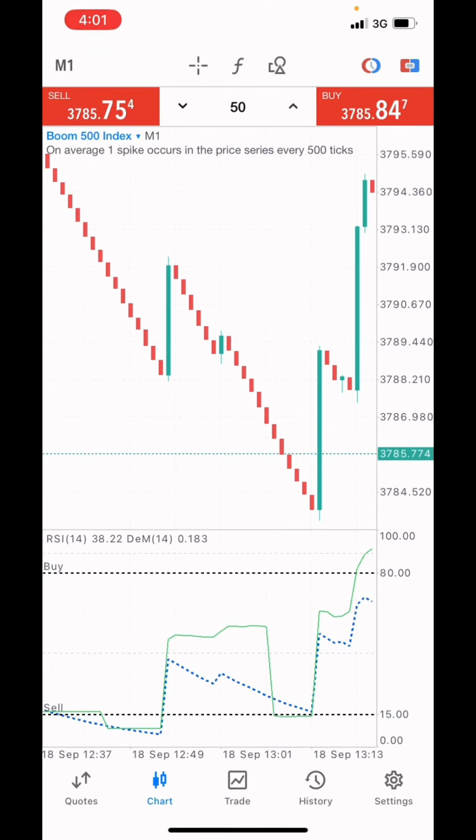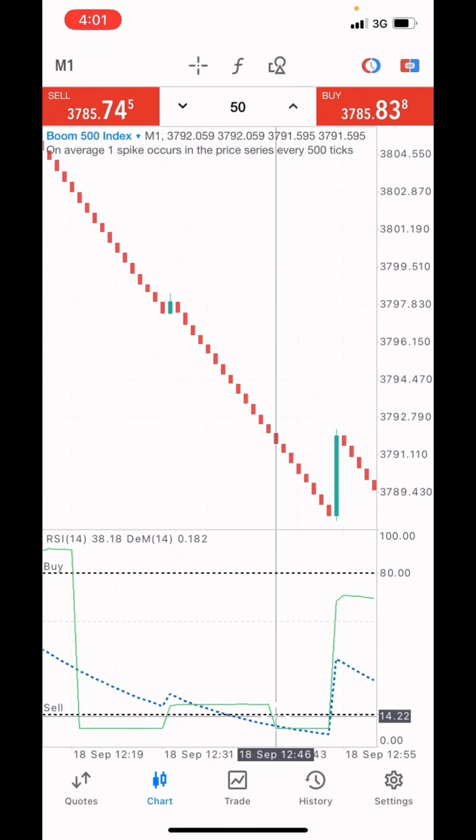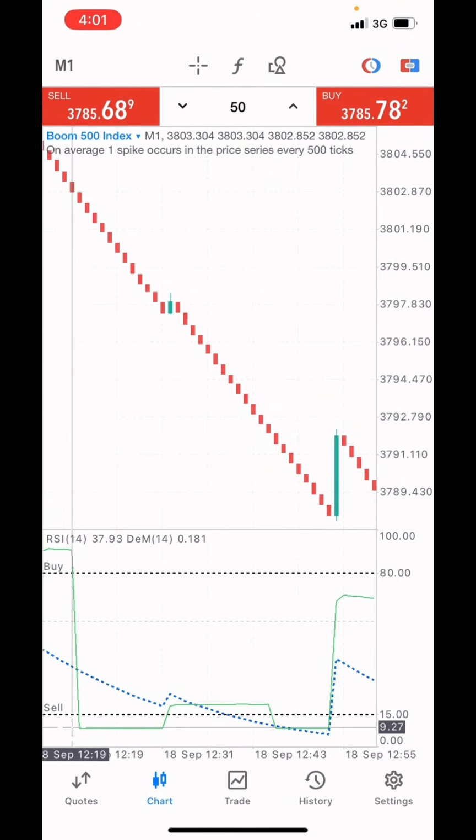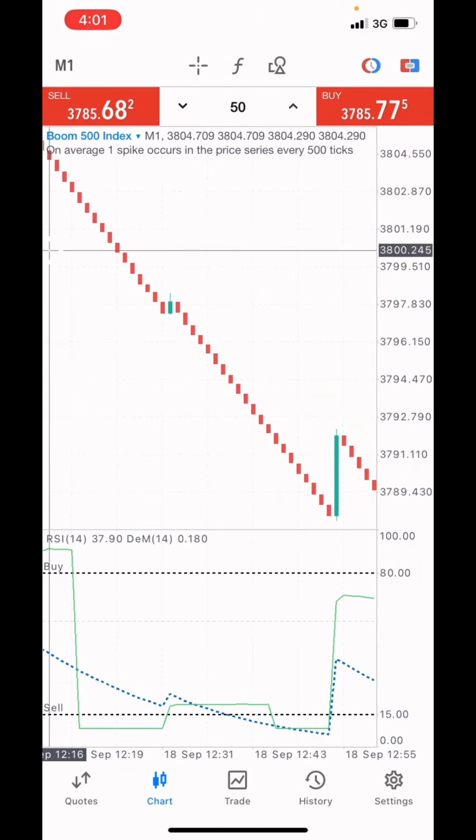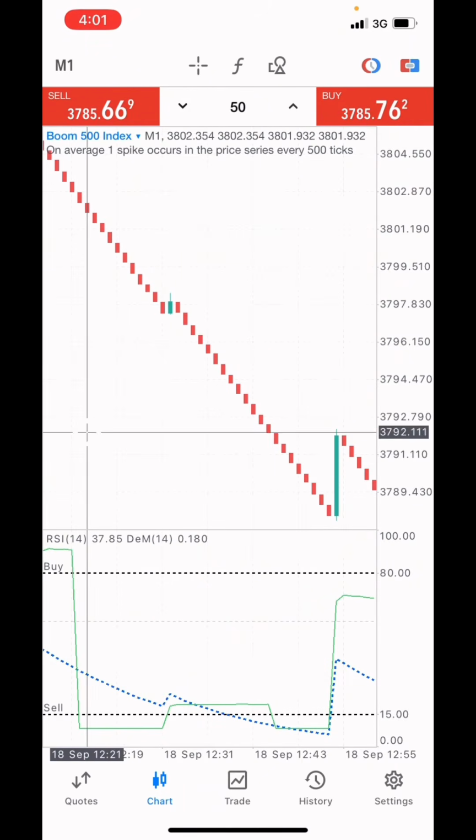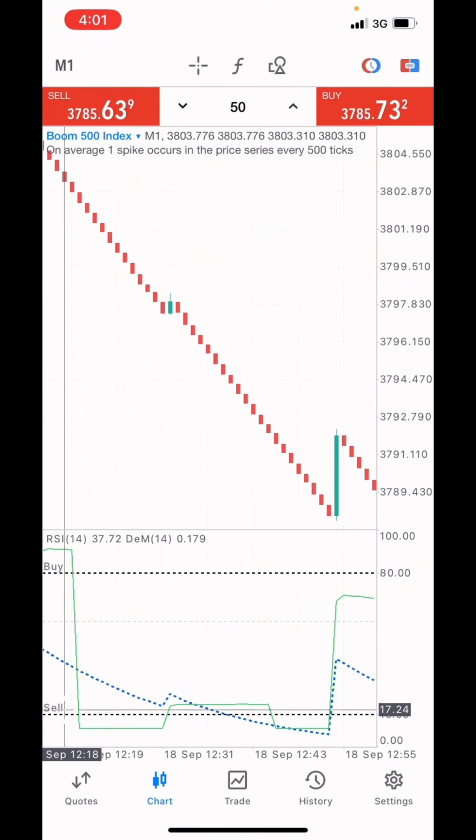Just as you can see, right here again, you take about 5 candles immediately after it crosses below this level 15. Take a look at this level 15. We're placing the sell because it's for the Boom 500 index. We're not using the buy, only the sell right here.